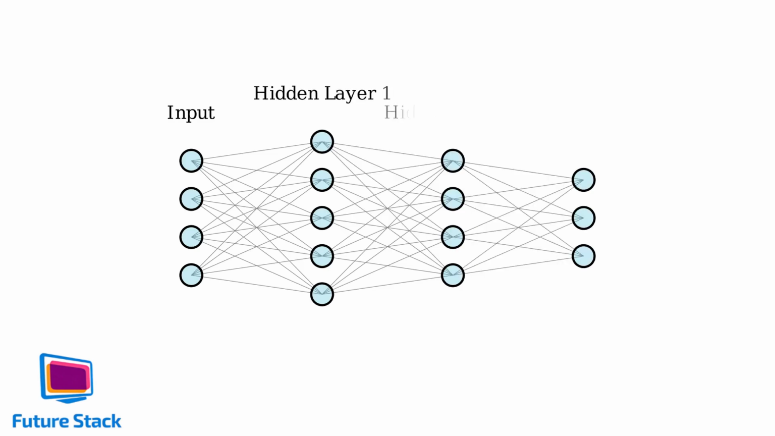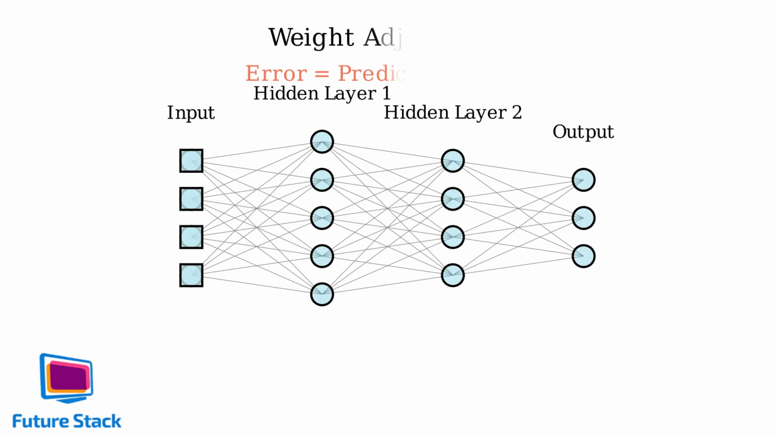Let's explore how a neural network processes information through its layers. When data enters the network, it flows through connections between neurons, with each connection having a specific weight or strength. The network learns by adjusting the strength of connections based on the error in its predictions.